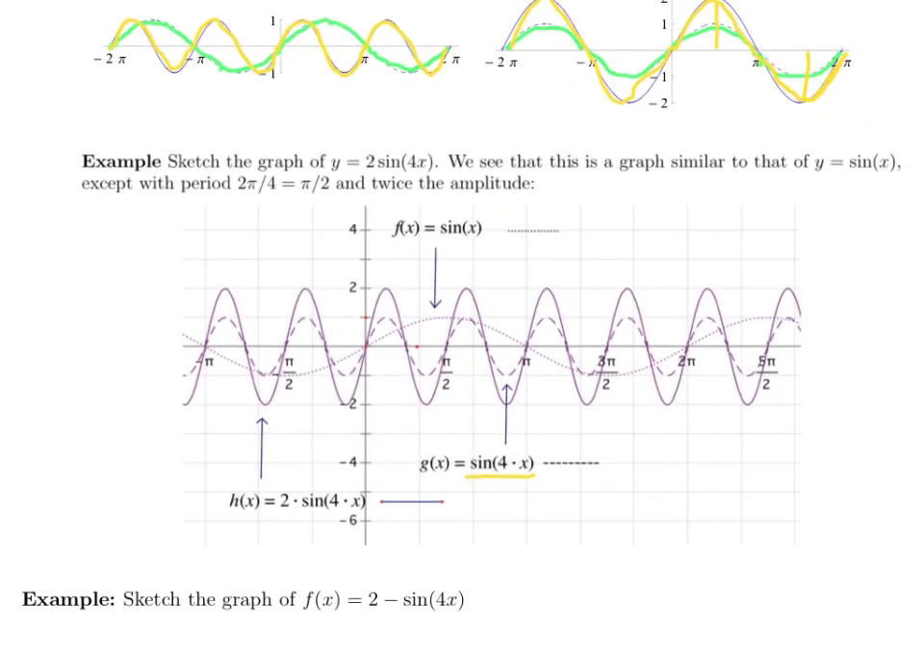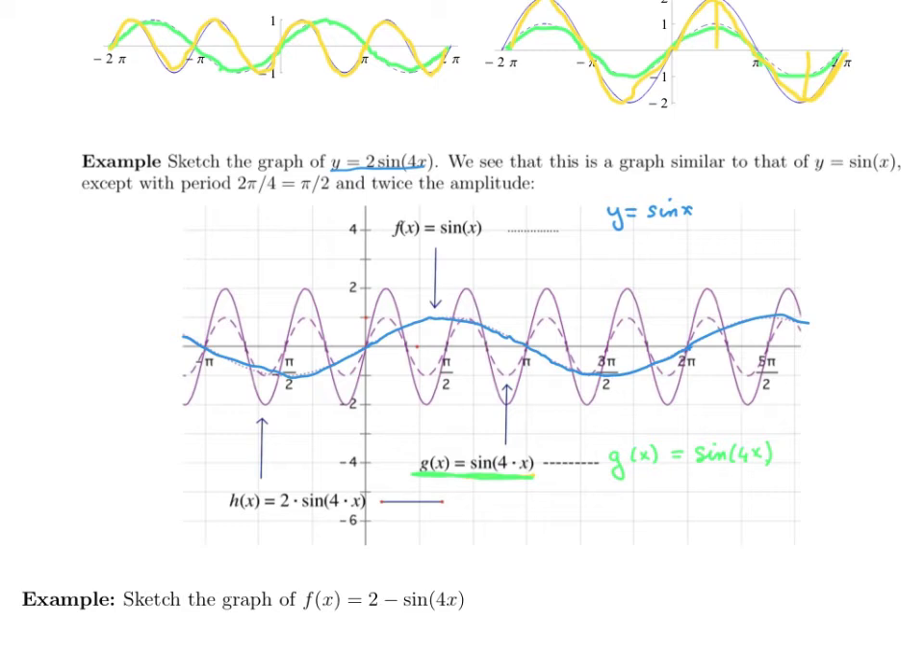In this example, I'd like to draw the graph of 2 times sine 4x. So I would start by drawing the regular graph of sine, which does one complete wave between 0 and 2 pi. So the blue graph is the graph of y equals sine x. And then I would draw the graph of g of x equals sine 4x. So what happens when I multiply the x by 4 and then apply the sine? The graph shrinks horizontally, so the wavelength shrinks by a factor of 4.